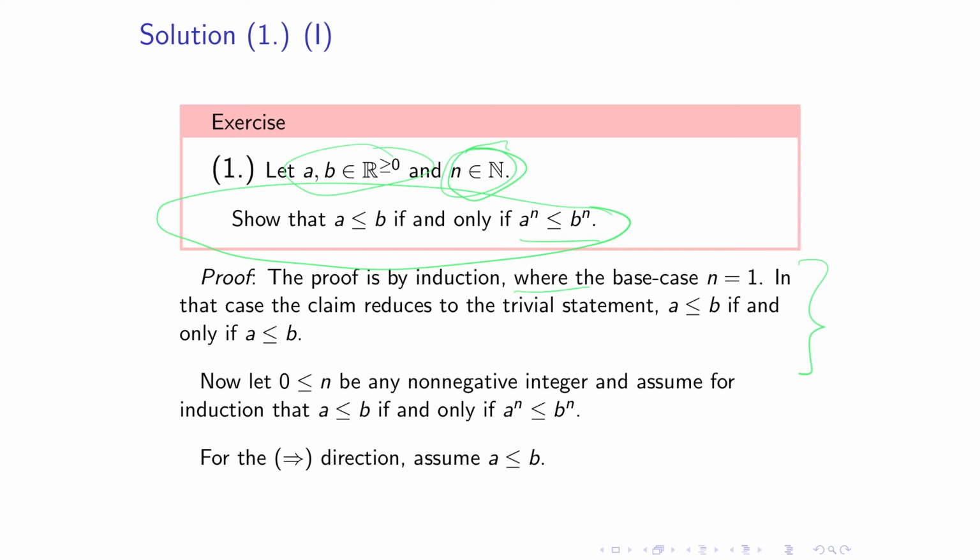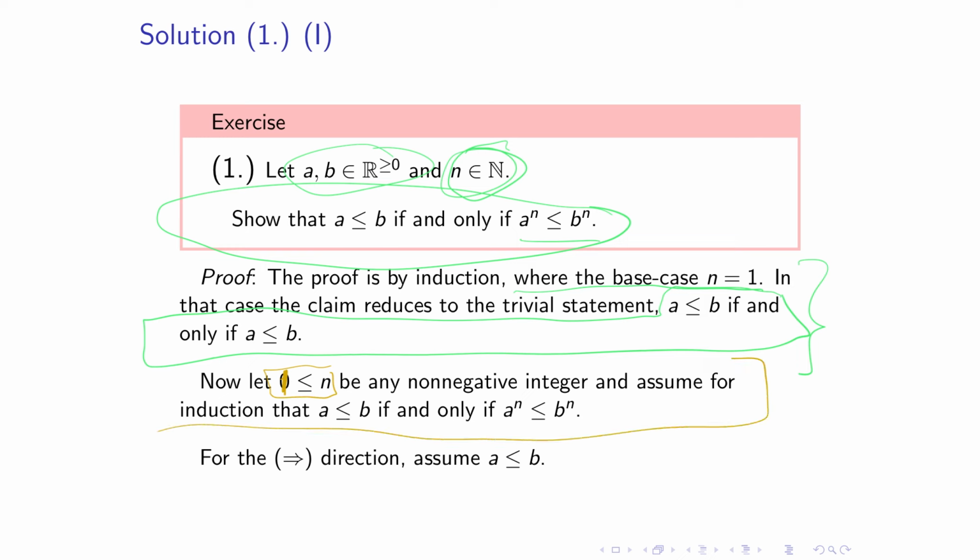So in any case, where n is equal to 1, that's the base case. The if and only if statement reduces to a trivial correct if and only if statement. So there's not much need to elaborate on that. Okay, so let's now fix any n, which is at least 1. And then we will assume for the inductive hypothesis that this if and only if claim is true for this n. And now we have to prove the if and only if statement for n plus 1.